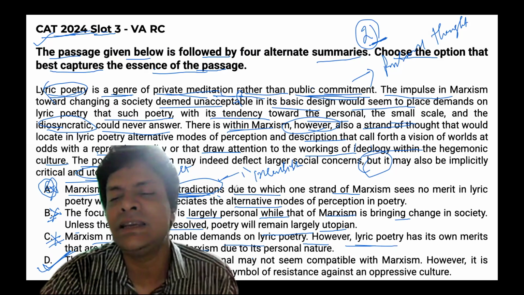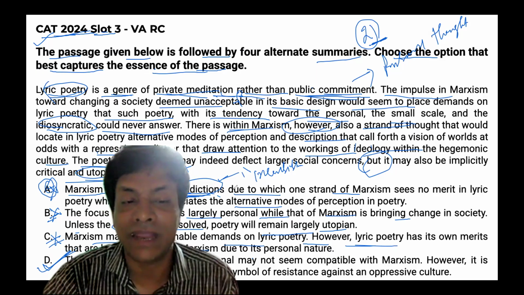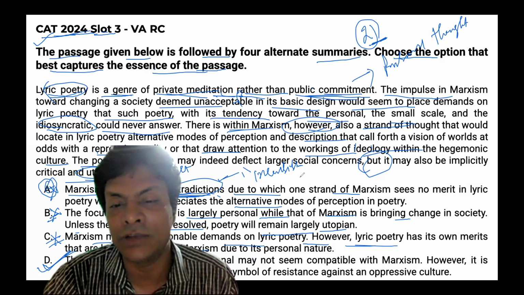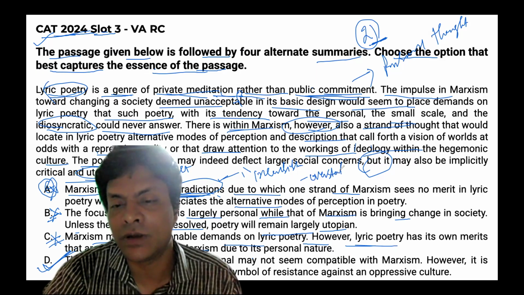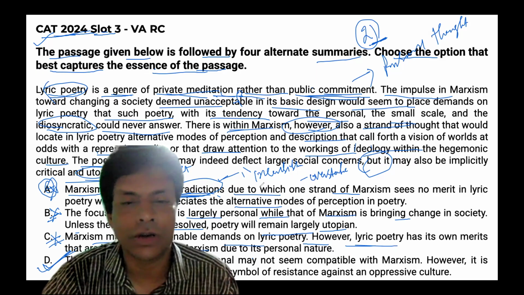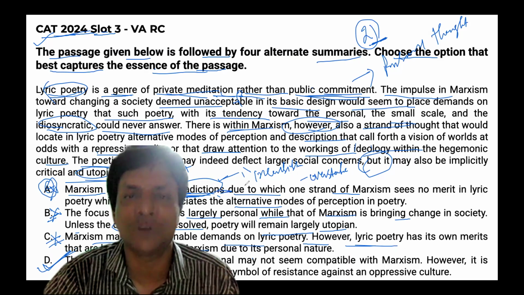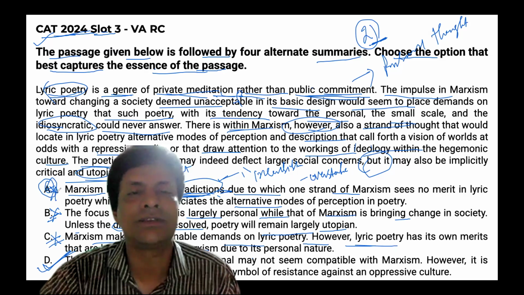So A, B, C carry such errors, but A has all of these errors. This option overstates the situation by calling it a contradiction, right? The passage is about possibilities, not conflict, right? So that's why option A is wrong.